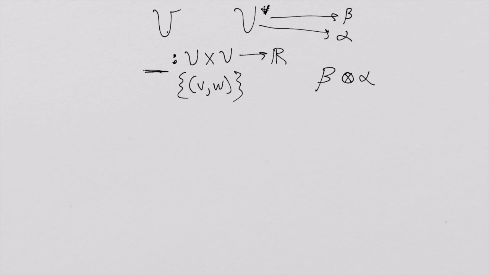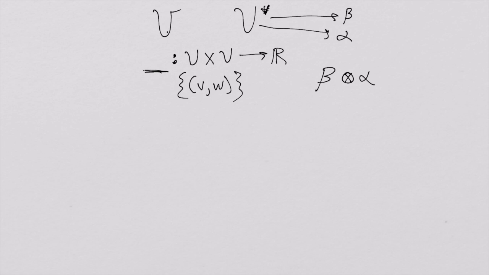And this object is a map, this is the tensor product, and this whole thing is the tensor product of beta and alpha. And the meaning of this tensor product is defined through the mapping that we're going to create. And this meaning comes in the following way.